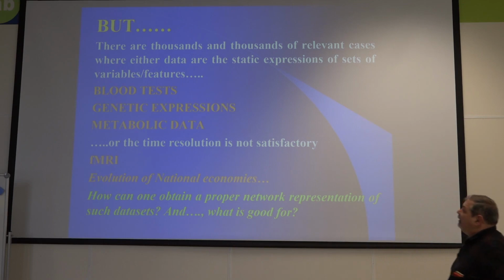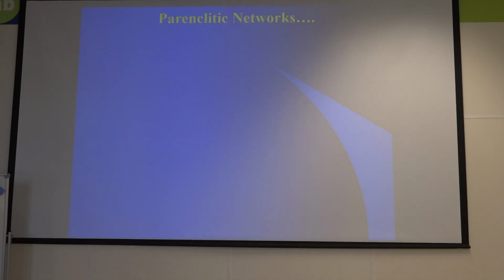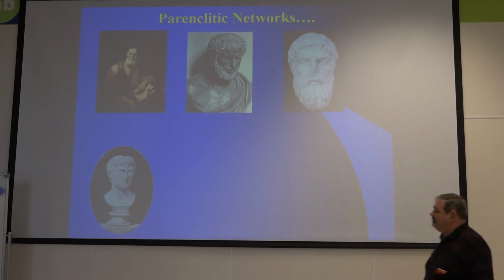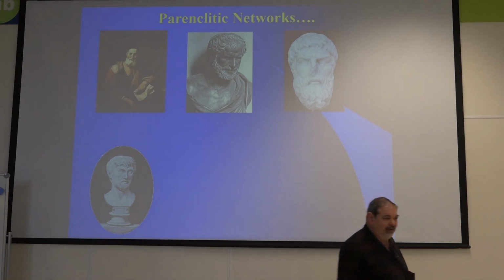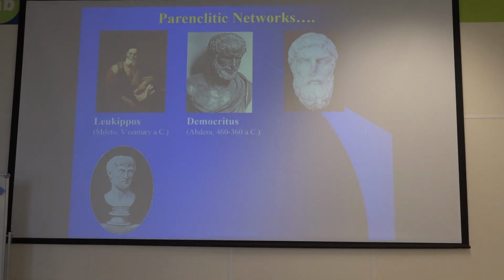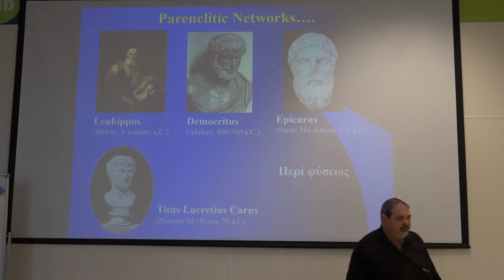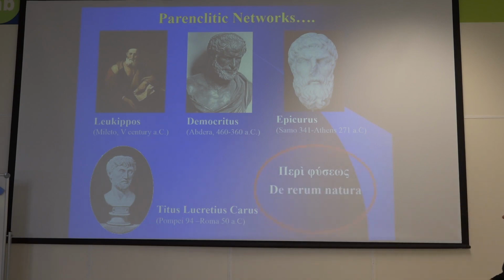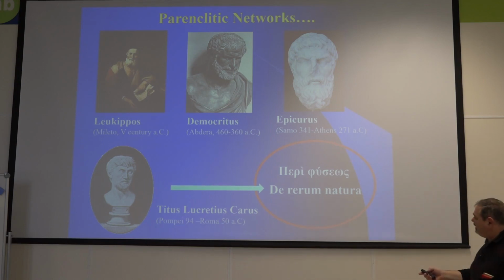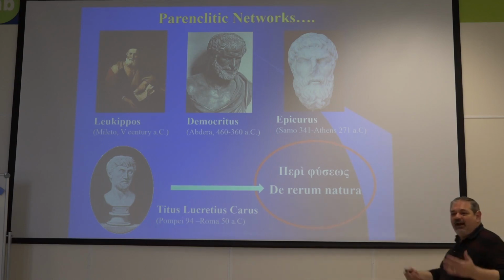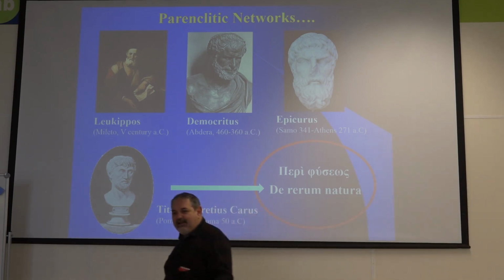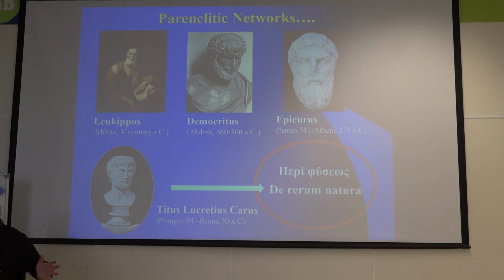So now I make a parenthesis, and in order to explain what parenclitic networks are, I need to show you a few philosophers from ancient Greece. These guys are Leucippus, Democritus, Epicurus, and finally a Latin one, Lucretius. Lucretius wrote the first scientific paper in the story of mankind, which is Peri Fuseus, that is, the Rerum Natura. The Rerum Natura means on the nature of things. If you have time, read it, because it's fantastic. It was written 2,000 years ago.